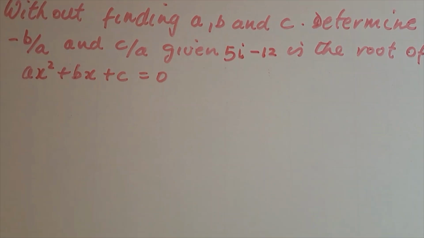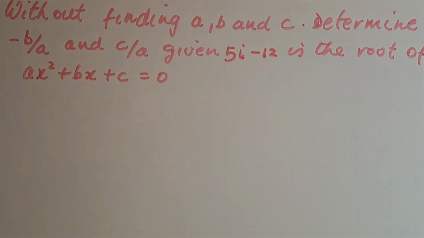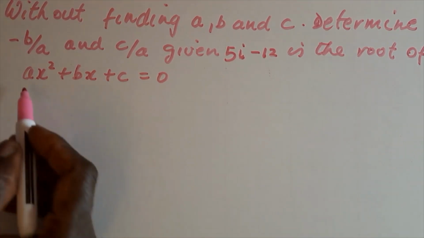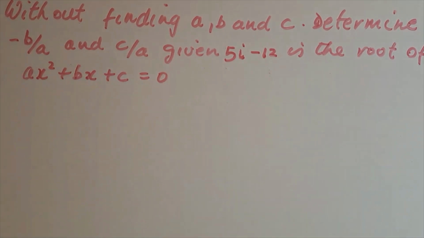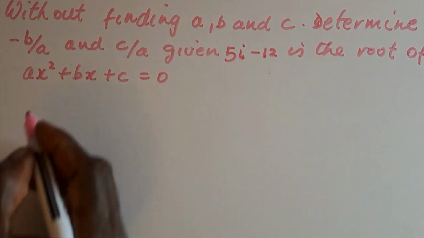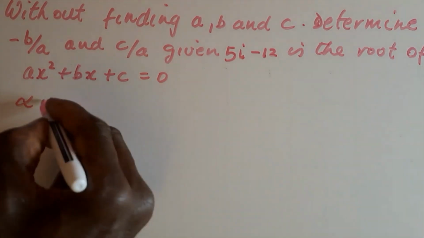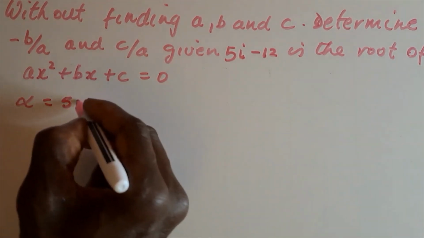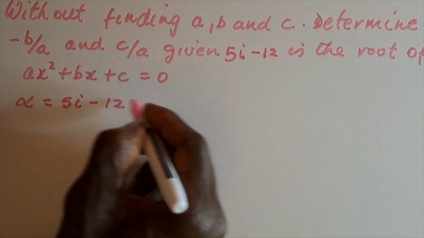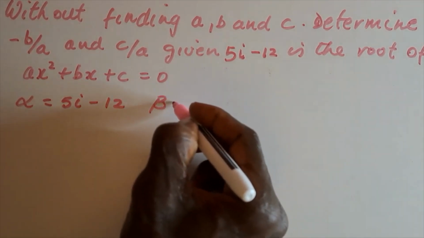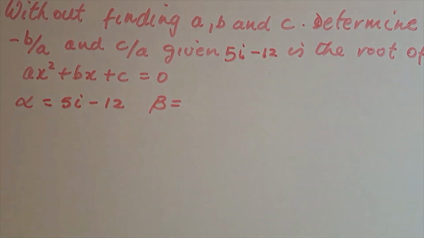We have a different root this time. The given root is 5i minus 12, and again we need to find minus b over a and c over a if this is the quadratic equation. Now, if alpha, first root, is 5i minus 12, its complex conjugate will be beta.